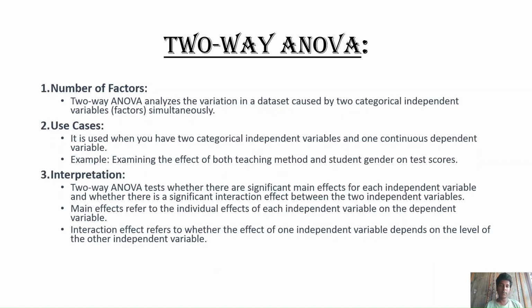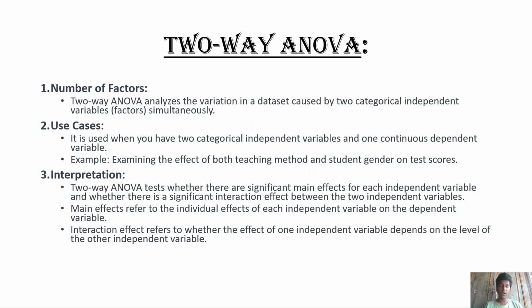Two-way ANOVA. Number of factors. Two-way ANOVA analyzes the variation in datasets caused by two categorical independent variables or factors simultaneously. Use cases. It is used when you have two categorical independent variables and one continuous dependent variable. Example, examining the effect of both teaching methods and student gender on test scores.